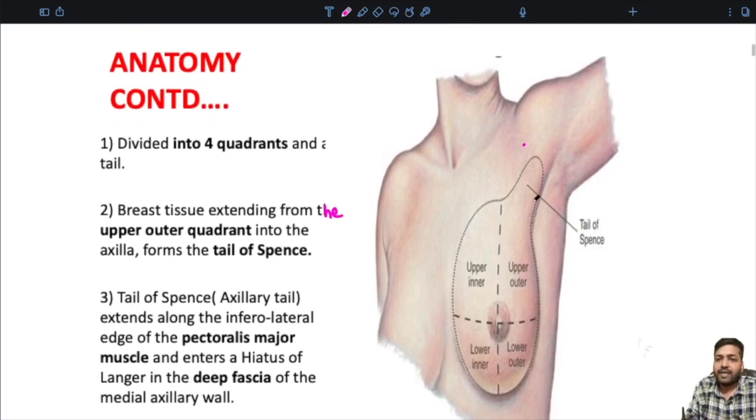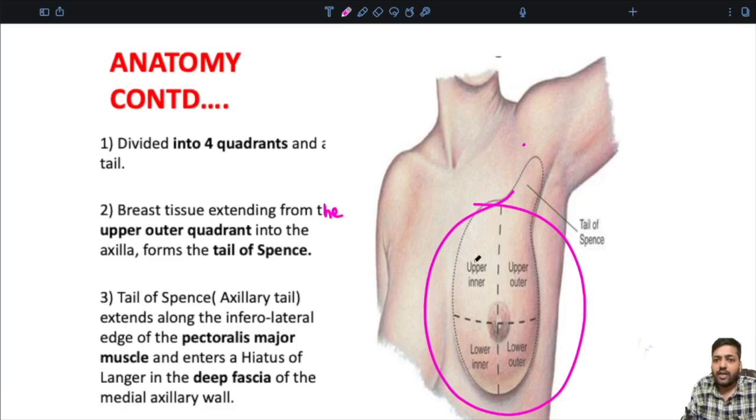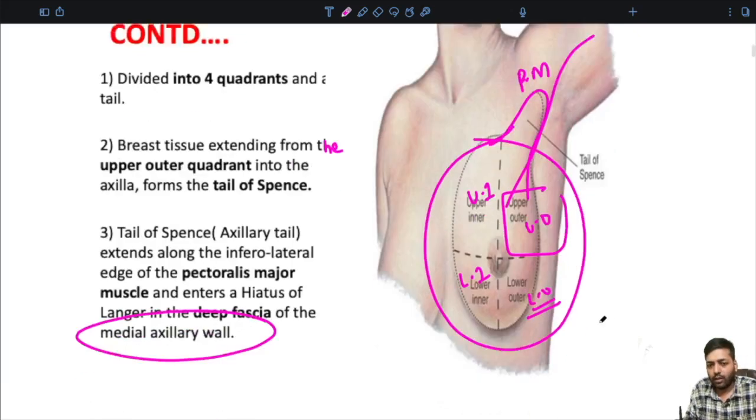Now the breast can also be divided into anatomical quadrants. There are four quadrants, as you know: the upper inner, the lower inner, the upper outer and the lower outer quadrant. The upper outer quadrant extends and forms something called the tail of Spence, or the axillary tail. This tail of Spence continues along the inferolateral border of the pectoralis major muscle, and enters the hiatus of Langer into the deep fascia of the medial axillary wall.